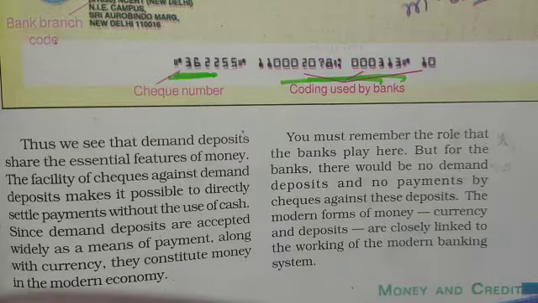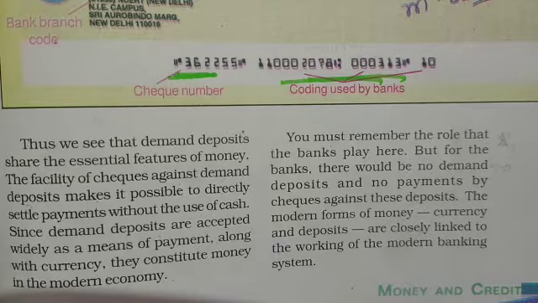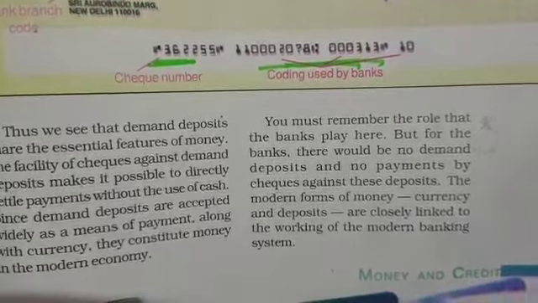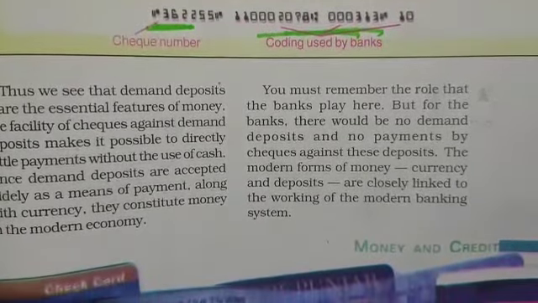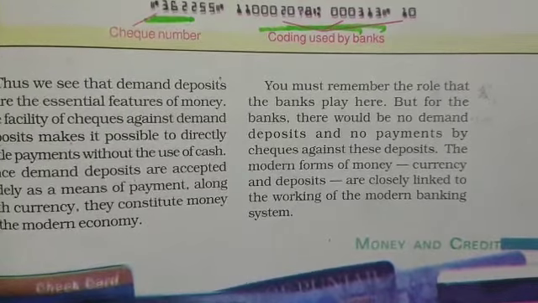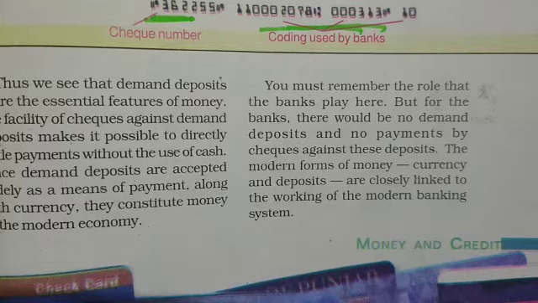And the facility of checks against demand deposits makes it possible to directly settle payments without the use of cash. There is no cash here; we are going to do it only through the check. Since demand deposits are accepted widely as a means of payment along with currency, they constitute money in the economy. You must remember the role that the banks play here. But for the banks, there would be no demand deposits and no payments by checks against these deposits. The modern forms of money, currency and deposits, are closely linked to the working of the modern banking system.